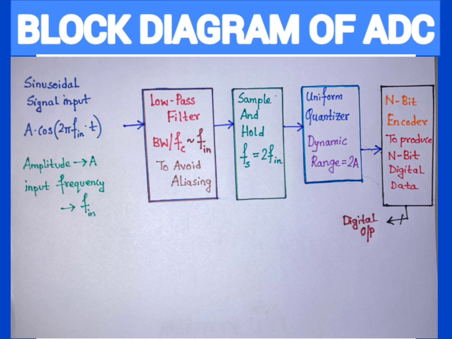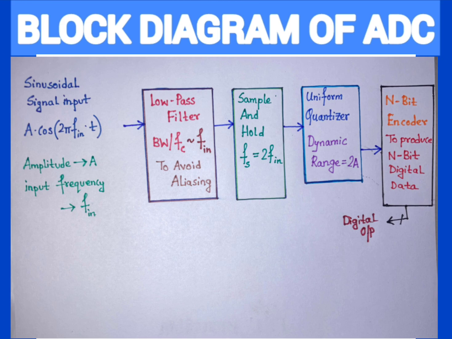As I have already told you about the term full scale, what does it mean? It means the peak to peak range of the input signal, that is minus A to plus A, or plus A to minus A. That is a peak to peak range of 2A. And the quantizer also has a dynamic range of 2A. So when we calculate the step size of the quantizer, this dynamic range will come into the picture, which is the peak to peak value of the sinusoidal input.